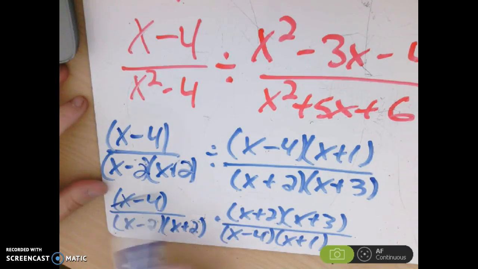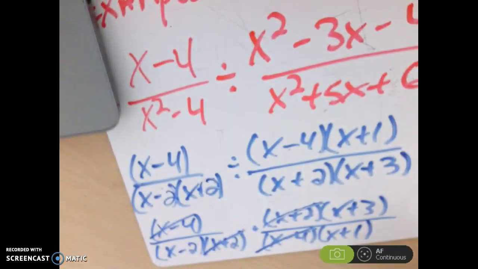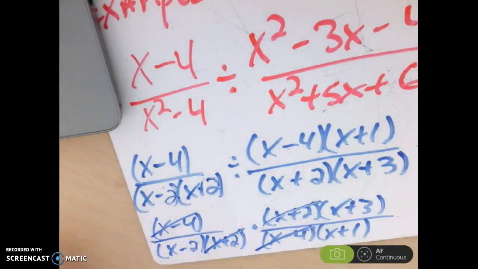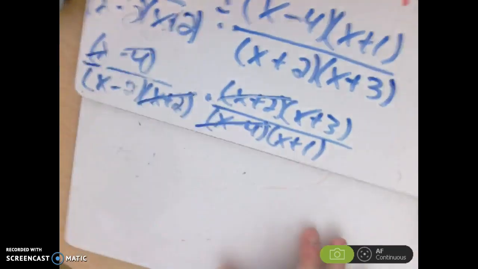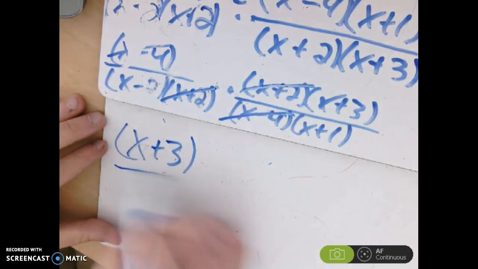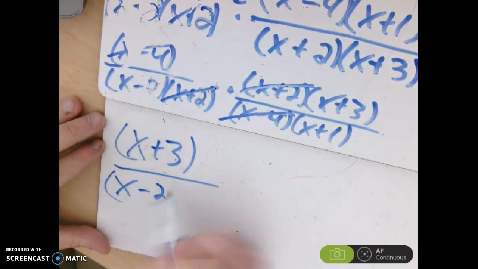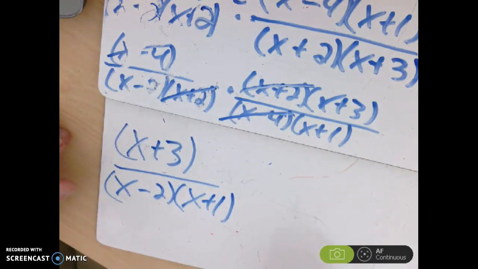So I have an x minus 4 on the top, and x minus 4 on the bottom, an x plus 2 on the top, and x plus 2 on the bottom. And I can cancel that out. And so on the top, I'm just left with... let's just write it somewhere else so that I have more space. I'm left with x plus 3 over x minus 2 times x plus 1. And that will be my final answer.